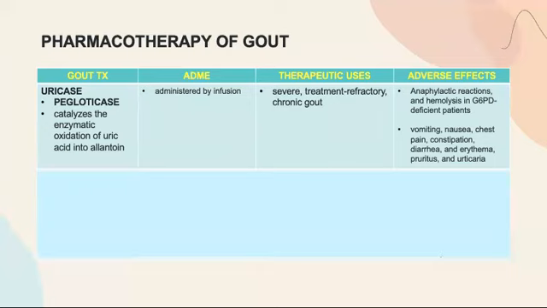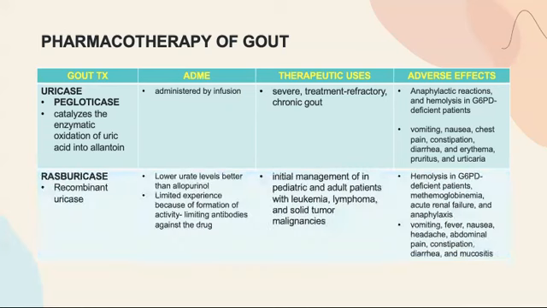Uricase, or pegloticase, catalyzes the enzymatic oxidation of uric acid into allantoin. And this is administered by infusion. Pegloticase is used for the treatment of severe treatment-refractory chronic gout or when use of other urate-lowering therapies is contraindicated. The drug's efficacy may be hampered by the production of antibodies against the drug. Anaphylactic reactions and hemolysis in G6PD deficient patients have been associated with the use of pegloticase. Other frequently observed adverse reactions include vomiting, nausea, chest pain, constipation, diarrhea, erythema, pruritus, and urticaria.